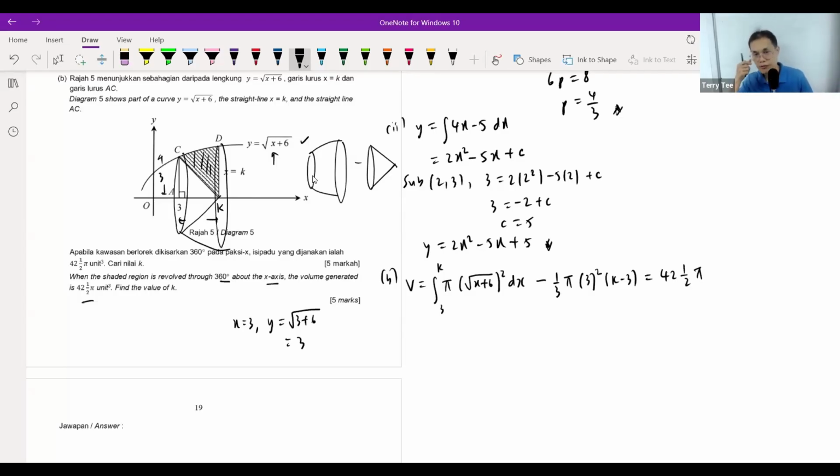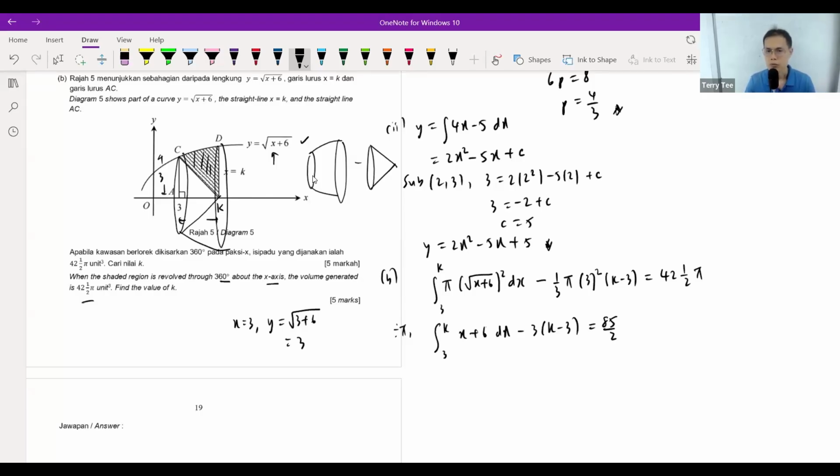Okay, I need to simplify further. Now, maybe we can just get rid of pi first. Divide everybody by pi. Don't need to write the V, volume, here. Cancel the pi. And I will square this first. This is x plus 6. You can just write x plus 6 dx. This one, 3 squared is 9. Cancel, cancel. Pi already cancels out. There's a 3 and k minus 3. This is 42.5. 42 times 2 is 84. 84 plus 1, 85 over 2.